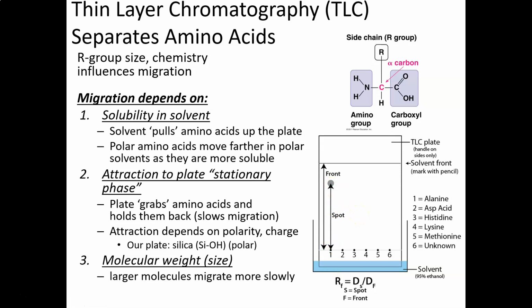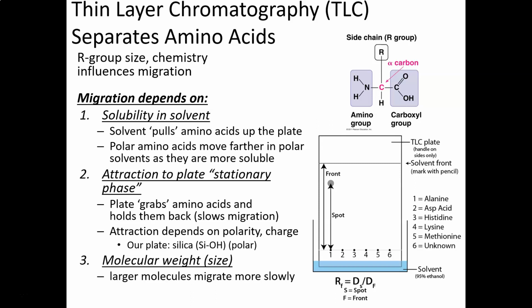Something you probably learned in chemistry is this basic idea that things tend to dissolve in like things. And since that is true, polar amino acids tend to move further in polar solvents because they're more soluble. Likewise, non-polar amino acids tend to move farther in non-polar solvents because they dissolve better. It's the properties of each that allow it to have typically a fairly unique distance it travels within the solution. And then we can use those unique distances to identify the unknowns.